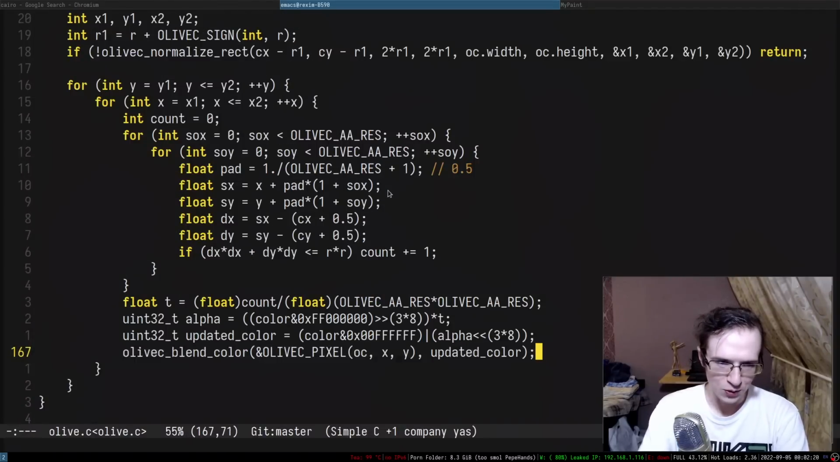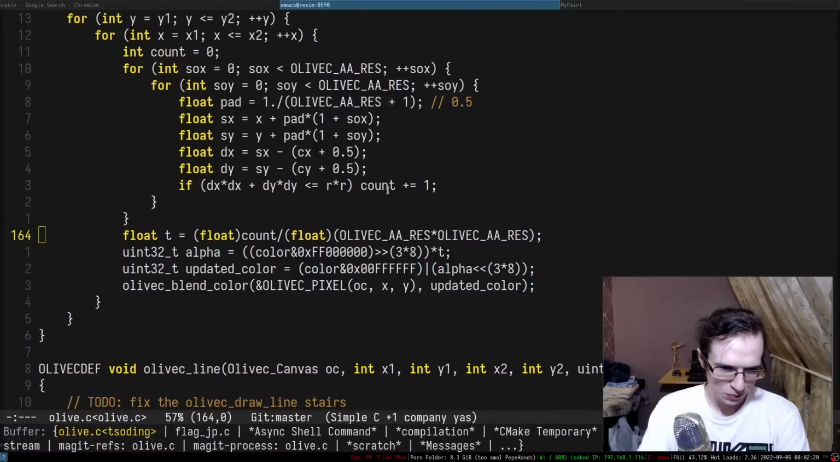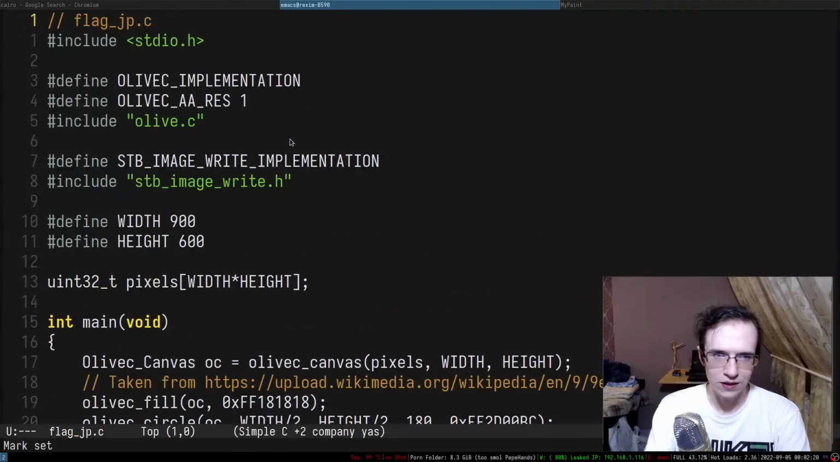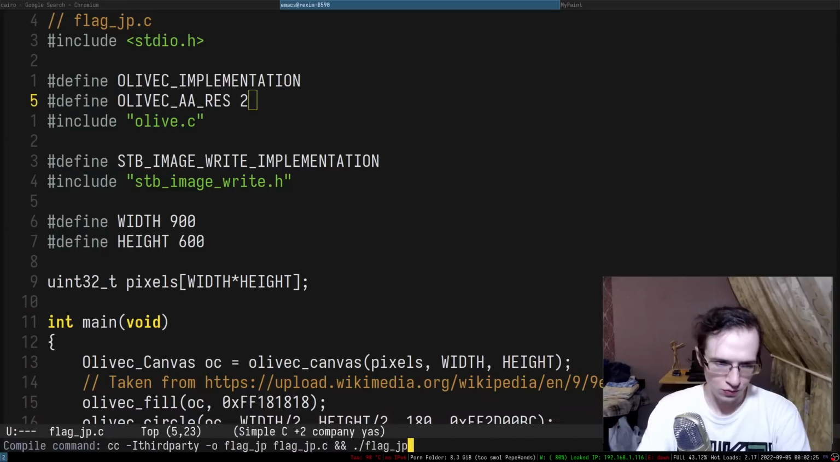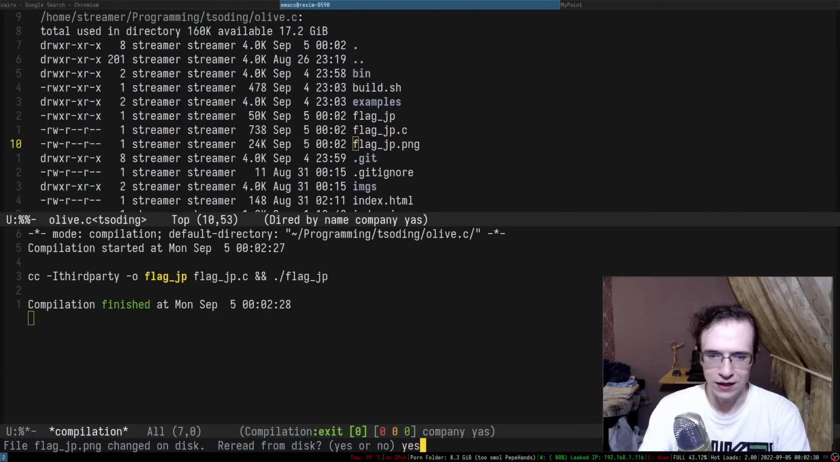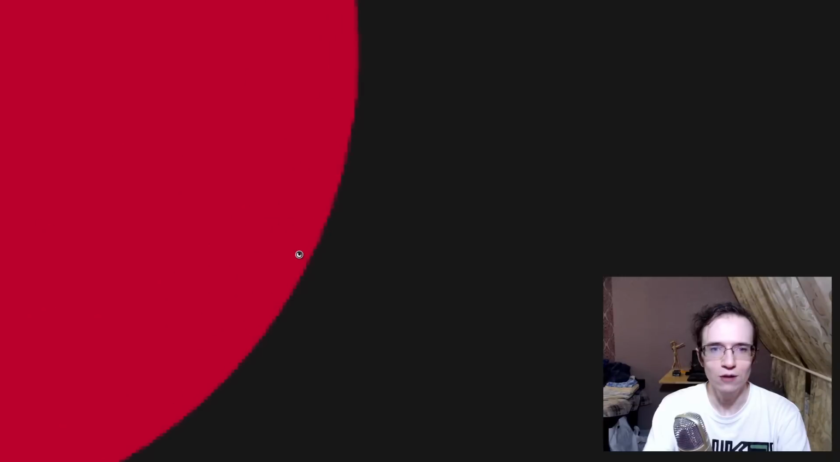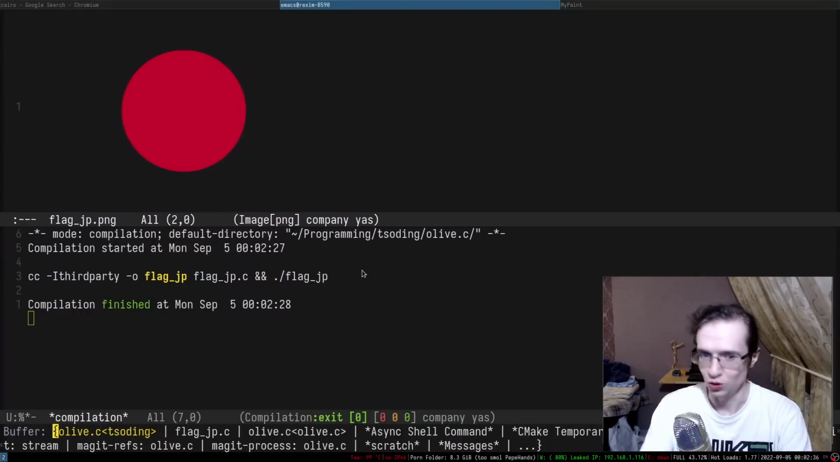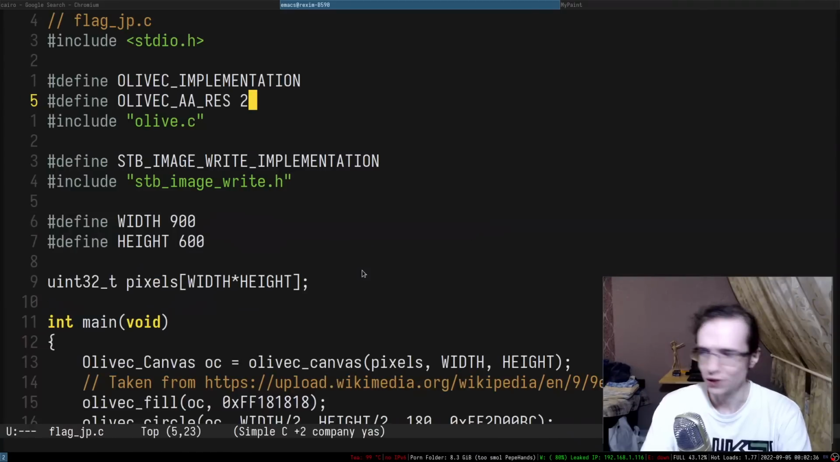Alright, let's continue. Let me see. And now, if I set the resolution to 2, it should automatically have anti-aliasing. Does it have automatic anti-aliasing? Yes, it does. Isn't that cool? I think it's pretty freaking cool.